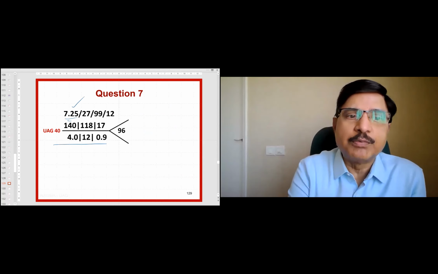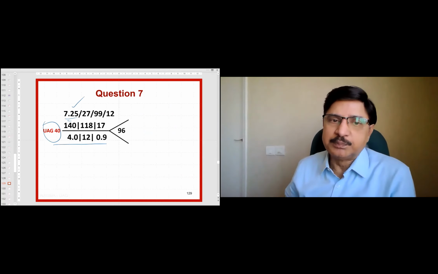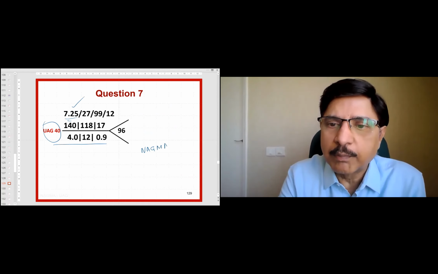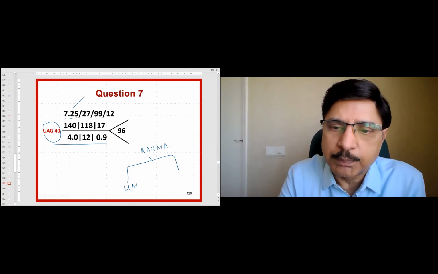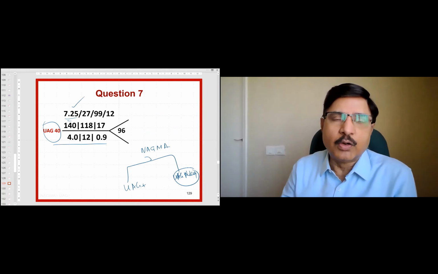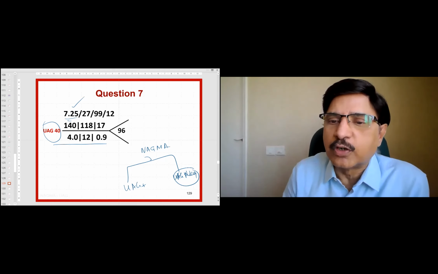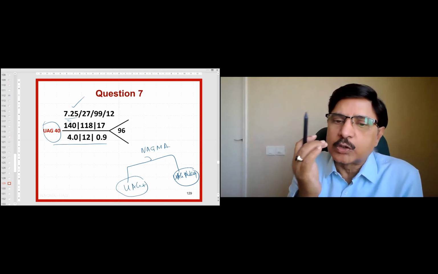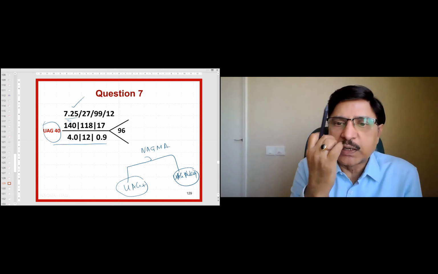Now we require something else: the urine anion gap. When you have NAGMA, how do you separate it into two? Those with urine anion gap, UAG, positive, and those with UAG negative. UAG negative means it is gut: diarrhea, ureterosigmoidostomy, pancreatic fistula and all those things. Whereas urine anion gap positive means renal tubular acidosis, CKD and other things.